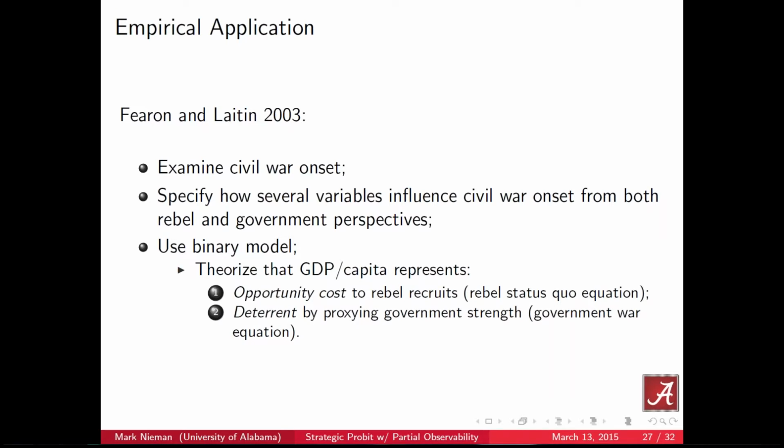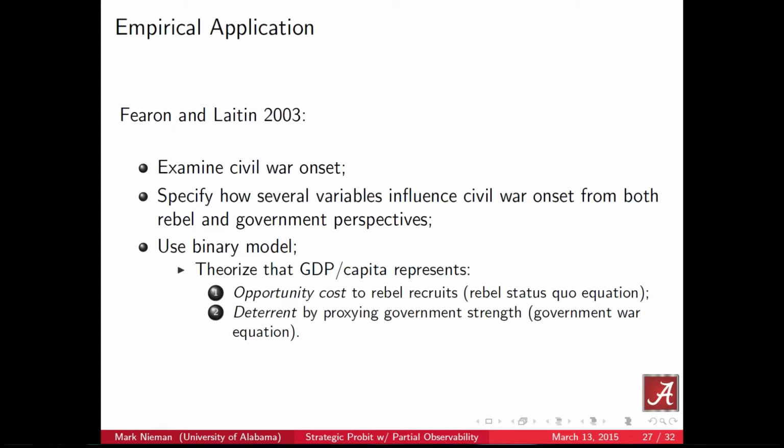But empirically, they use a binary model. They just run a simple logit. And using logit is going to create a problem in that they're going to have difficulty identifying the causal mechanism of their theory. So they theorize that GDP per capita can represent a couple of different mechanisms within their model. First, it can represent opportunity cost to rebel recruits: as a country's GDP per capita increases, rebels are giving up more to join an insurgency, so it's going to be more difficult to recruit people to engage in that insurgency.